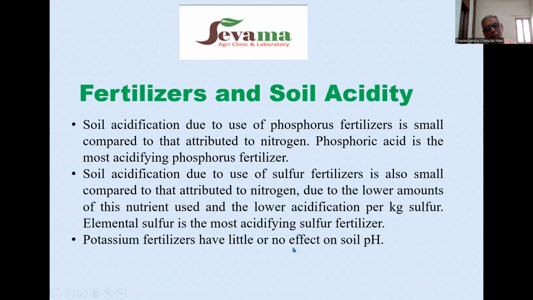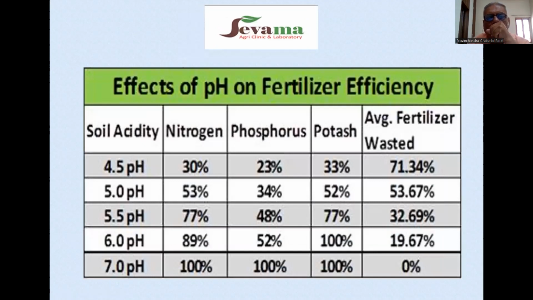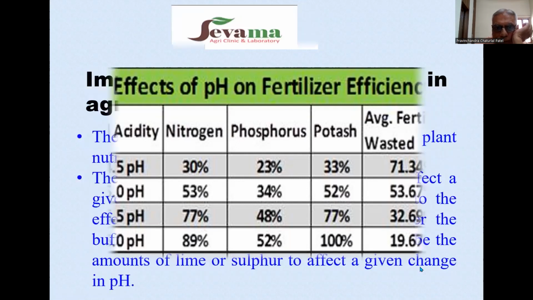Potassium fertilizer has little or no effect on soil pH, but if we are using sulfate of potash, then the sulfur plays an important role in reducing the soil pH. Effect of pH on fertilizer efficiency: you can see that at soil pH 7, average fertilizer wastage is 0.